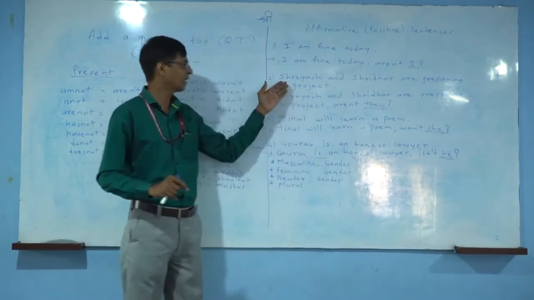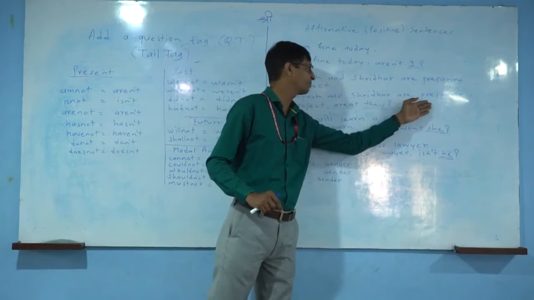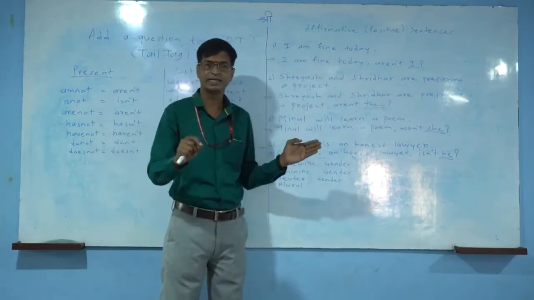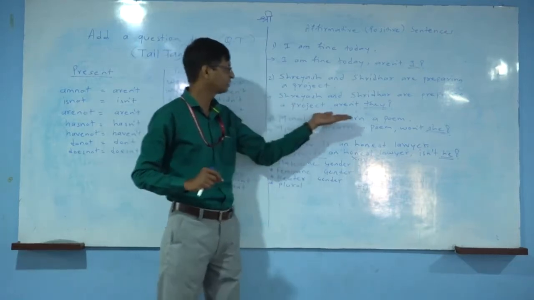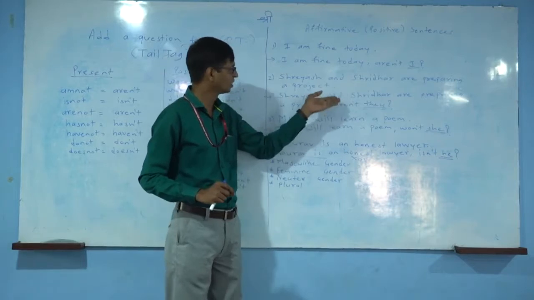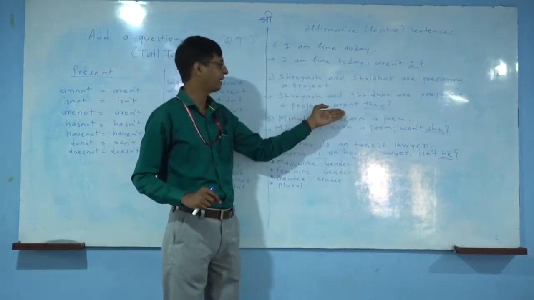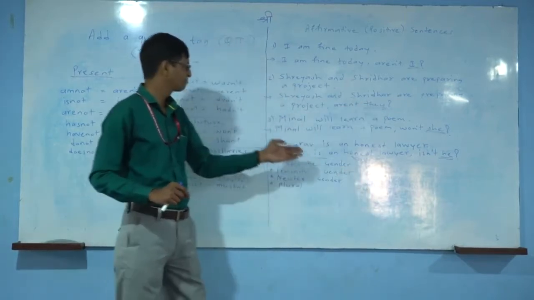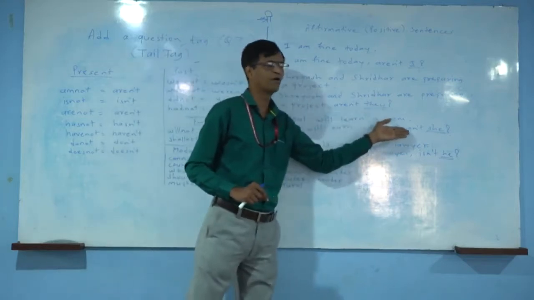So the second sentence I would like to explain one more time. Shreyas and Sridhar are preparing a project. We are writing the sentence which is in the question as it is in our answer. So your answer becomes aren't they. Because they are plural, we are using this are here as an auxiliary verb, and aren't they we are taking for plural.